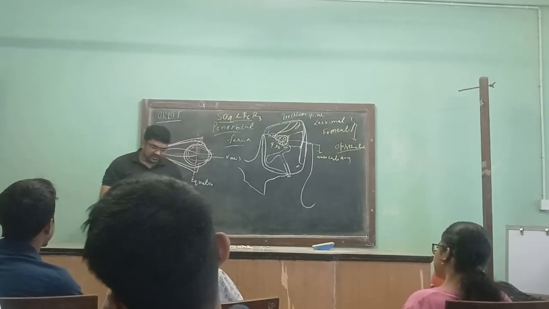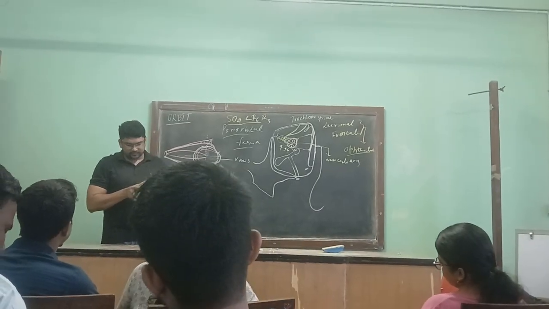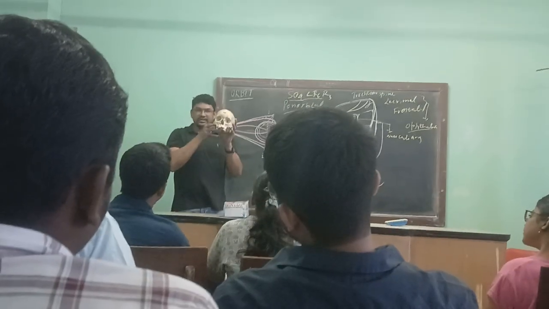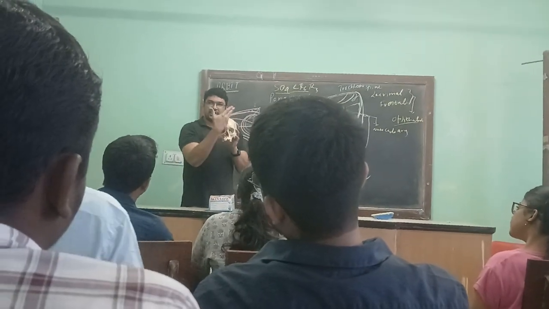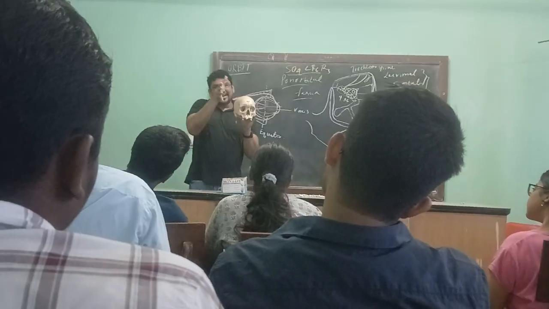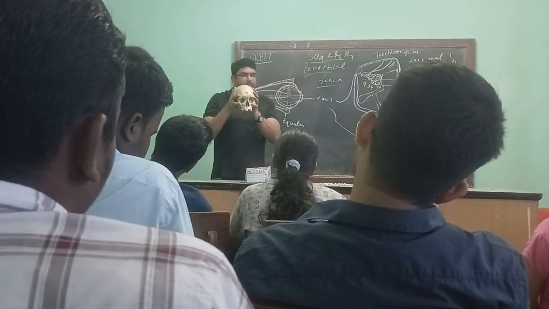For example, imagine that this is the eyeball. This entire skull is the eyeball. So you can divide it in this manner into quadrants. So these are the lateral quadrants and these are the medial quadrants. It is a right eyeball.